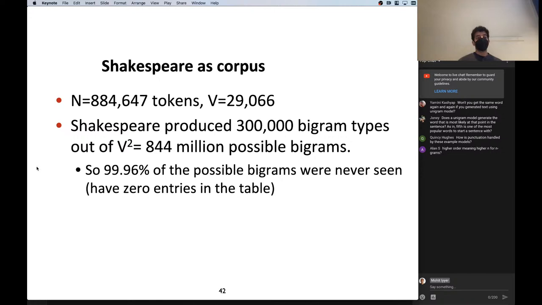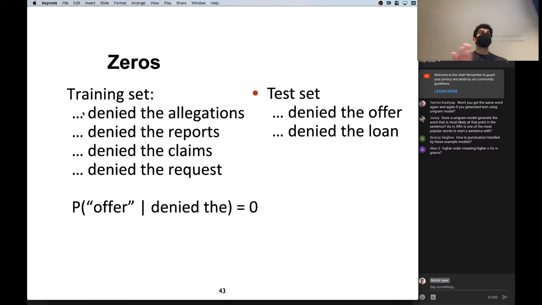If you look at Shakespeare as a corpus, all of the plays that he wrote, he produced 300,000 bigram types. Remember, a type is a unique occurrence of a bigram. And the vocabulary squared is 844 million. So only a small fraction of that bigram table is non-zero. 99.96% of the table is just zero. Some of those are dumb things like "and or" or "want that" that won't occur unless you have some out of distribution text.